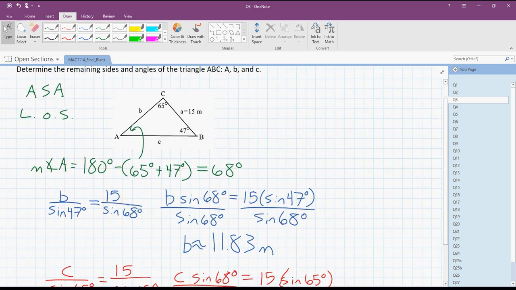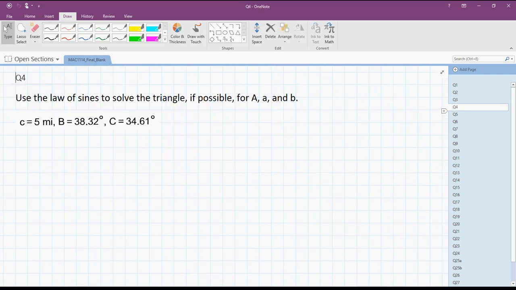So again, find that angle and then find your other two sides. Again, demolish the triangle, although this time they didn't give you the triangle. So this time we're going to make a picture of this guy. So we've got triangle A.